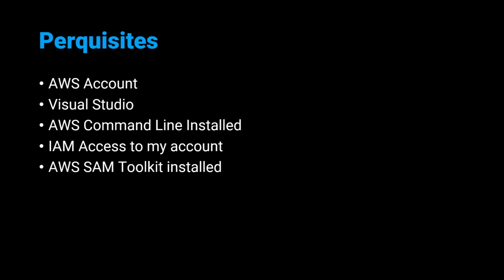I do have the AWS command line installed. I always have that installed on my development machines. And I also have IAM credentials so that I can access my AWS account from the command line. And finally, because I'm using AWS SAM, I have the SAM command line tools installed on my machine. The SAM toolkit will help me create my project structure and test my application locally. We can also use it to deploy our application into AWS as well as next steps.